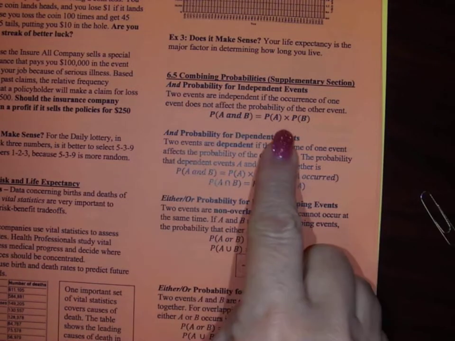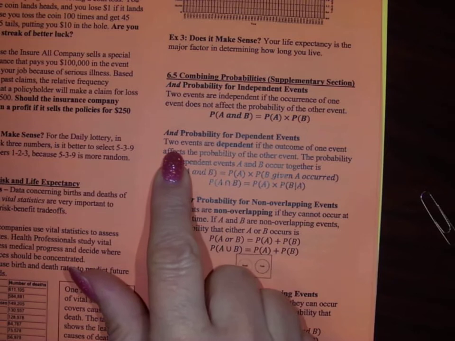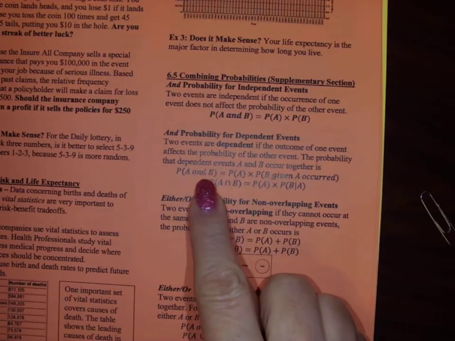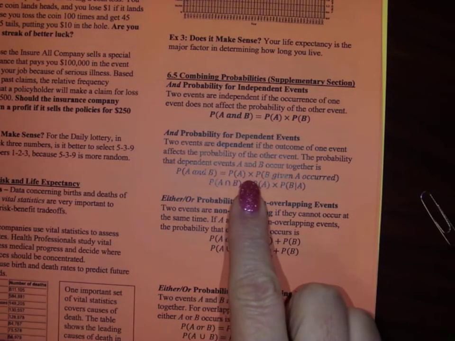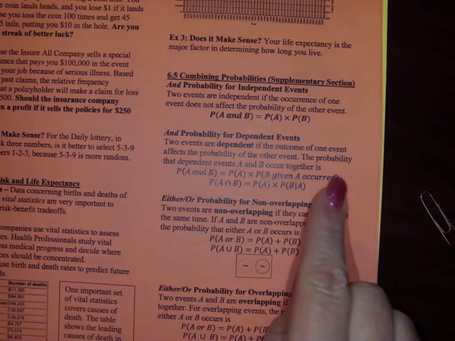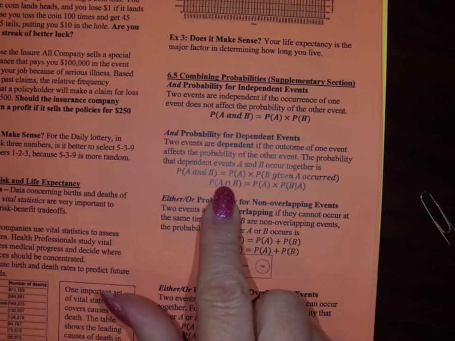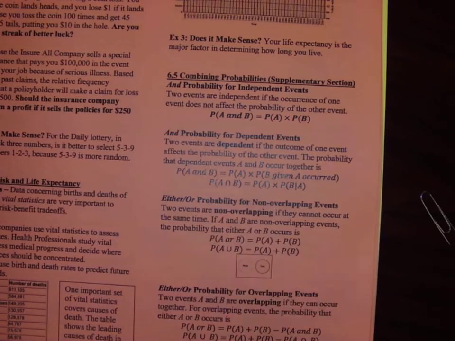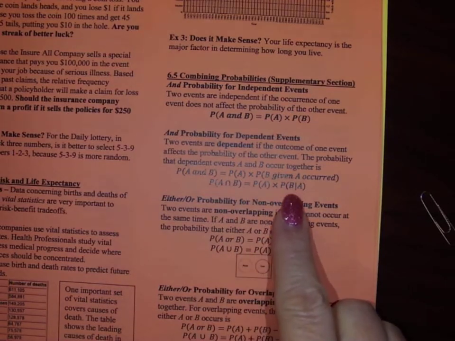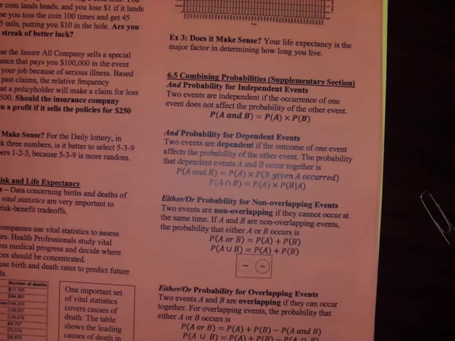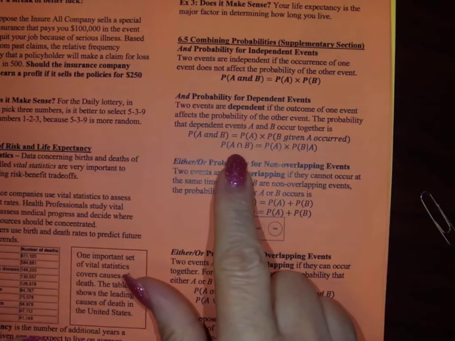The "and" probability for dependent events means that two events are dependent if the outcome of one event affects the probability of the other. So that one is going to be the probability of A times the probability of B given that A has occurred. So the intersection is equal to the probability of A times the probability of B given that A occurred.